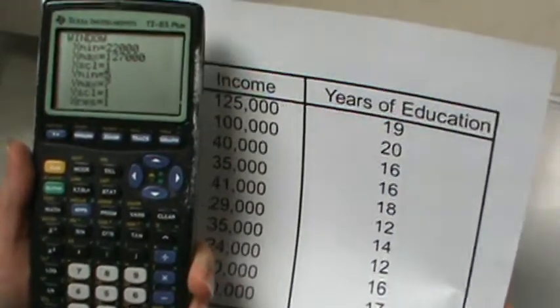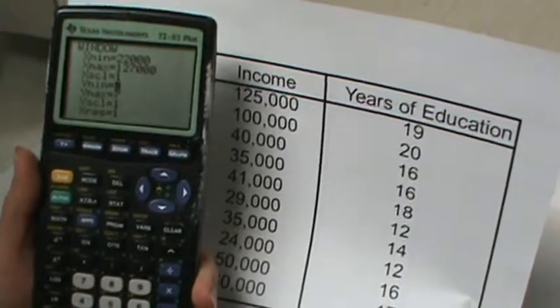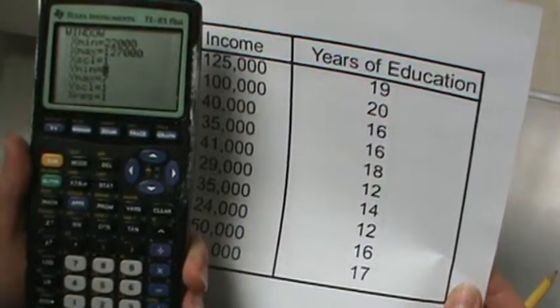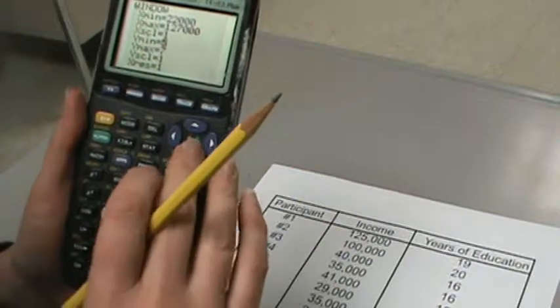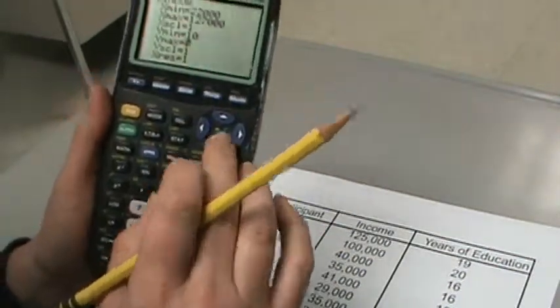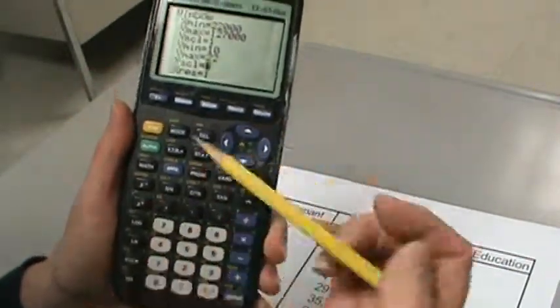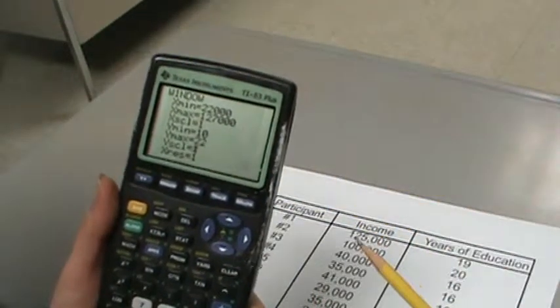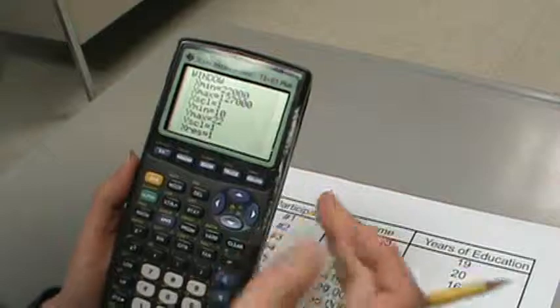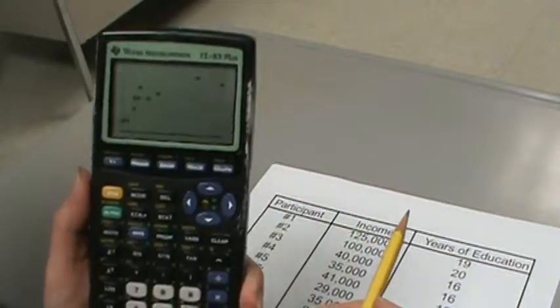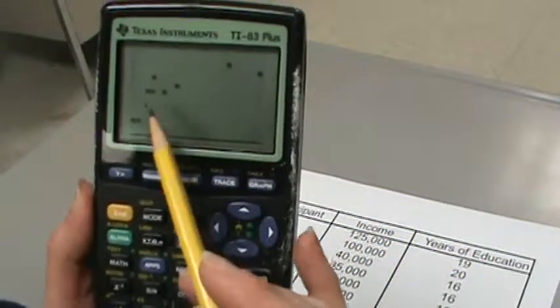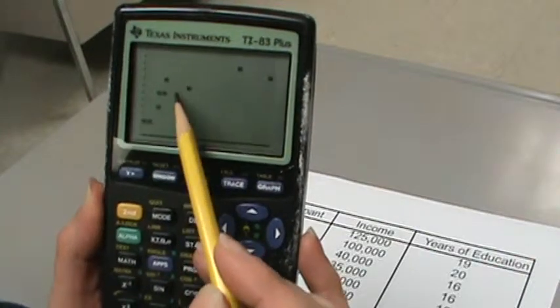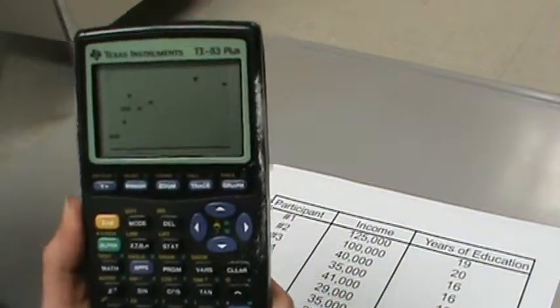So then if I look at my years of education, my smallest number is 12, my biggest number is 20. So I need to go below 12 and above 20. Now, they don't have to match this exactly. As long as you're a little above and a little below your minimum and your maximum, all of your points should show up. So we should have 10 points. So let's hit graph. And if we hit graph, we got 1, 2, 3, 4, 5, 6, 7, 8, 9, 10. Okay, so we've got all our points.